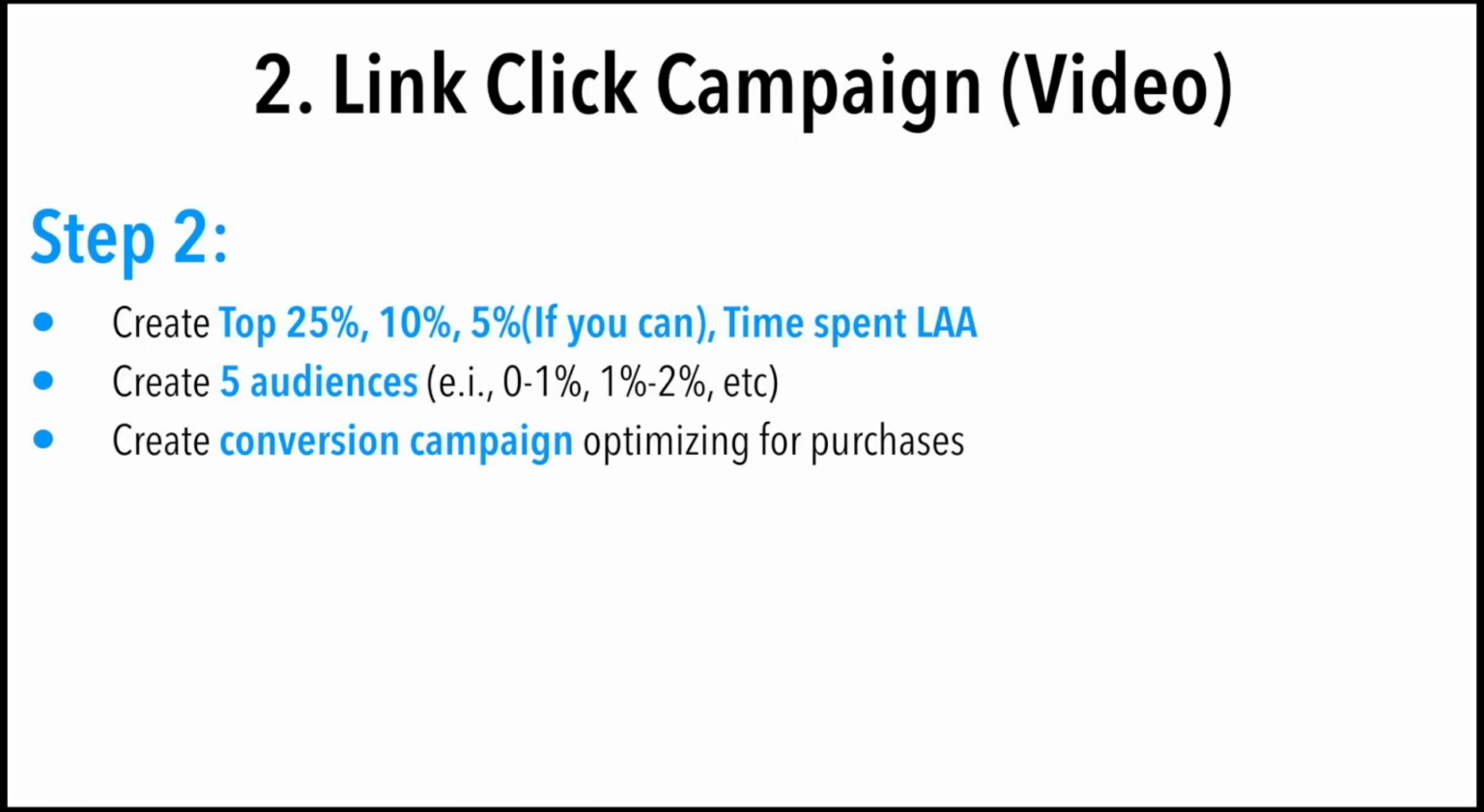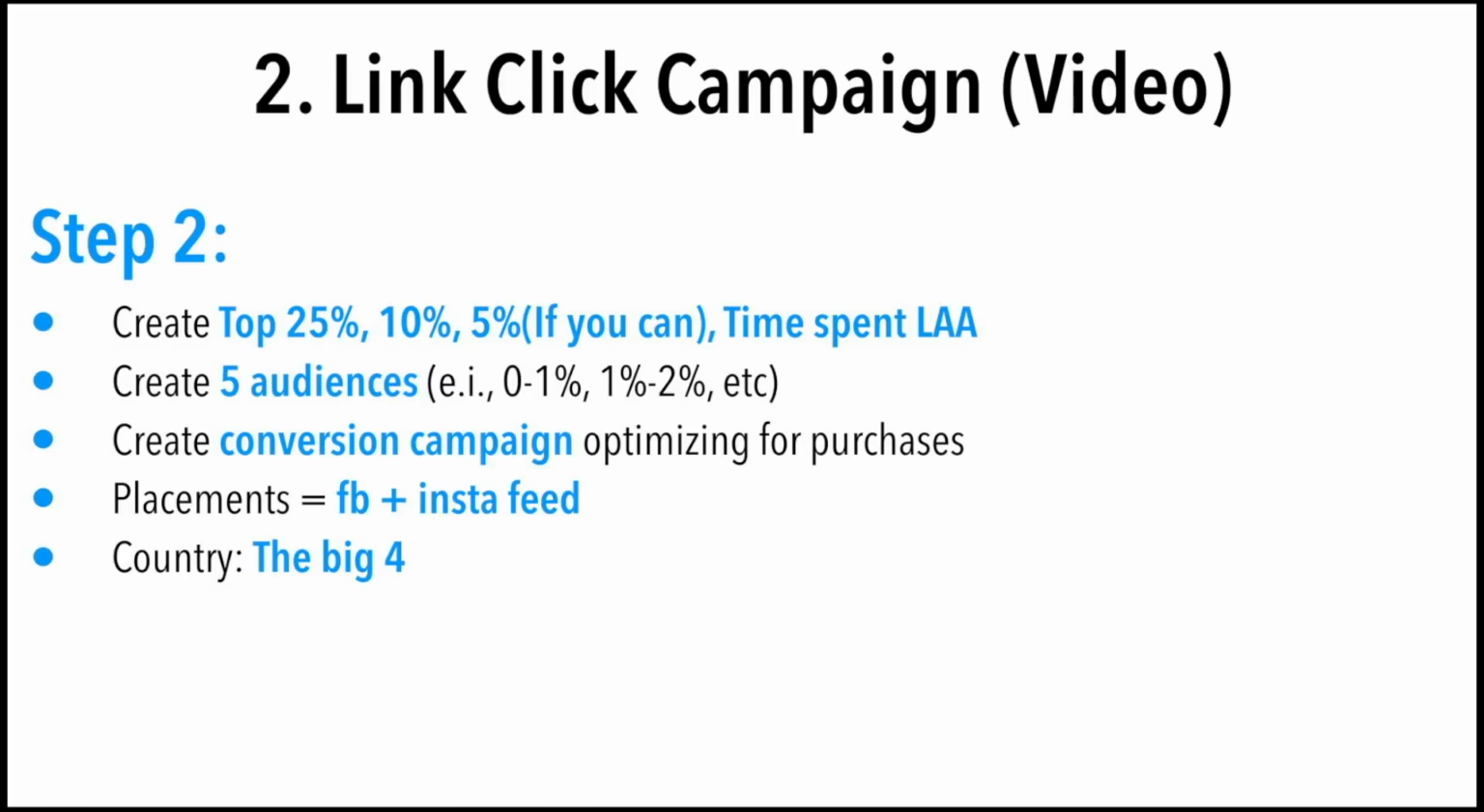Then we're going to create a conversion campaign, optimizing for purchases, even if you don't have purchases. If you do have add to carts, you can also optimize for add to carts, and then create a lookalike audience for add to carts once you have 100 of those. And again, the placement is going to be Facebook plus Instagram feeds, and the country is going to be the big four. So, whatever you can make lookalike audiences out of is what I'd recommend doing.